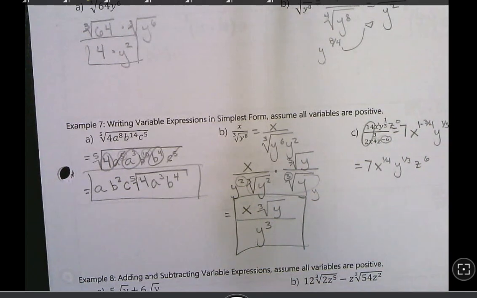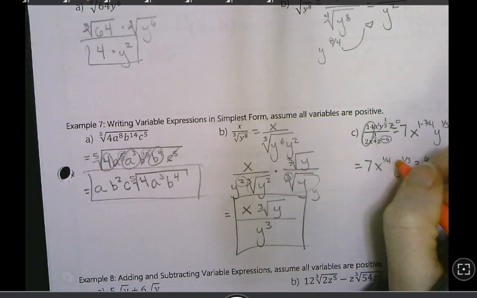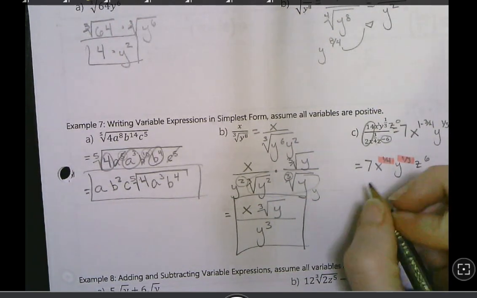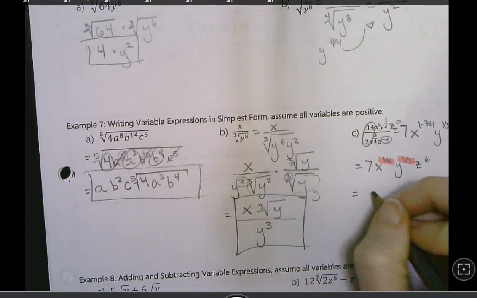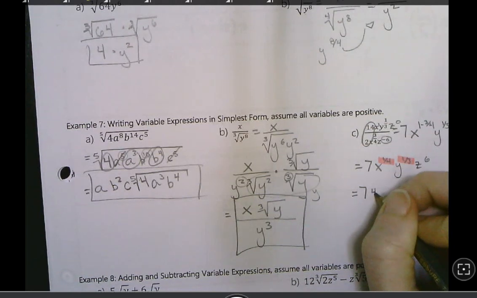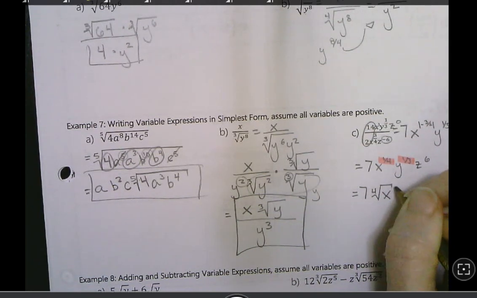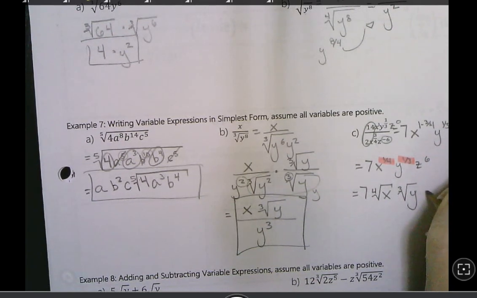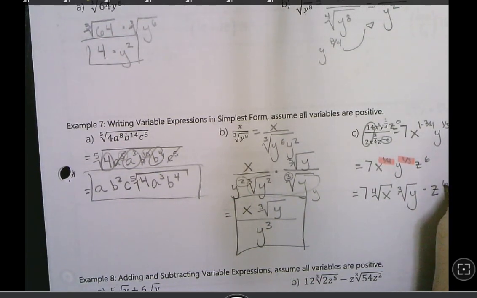Last thing, we have a fraction here, and we have a fraction here, so what we want to do is simplify those into radicals. So here we'll have a 7, the 4th root of x, the cube root of y, and then we have our z to the 6th.